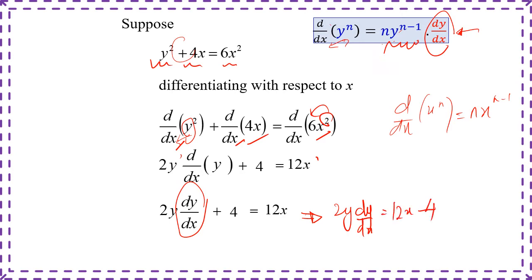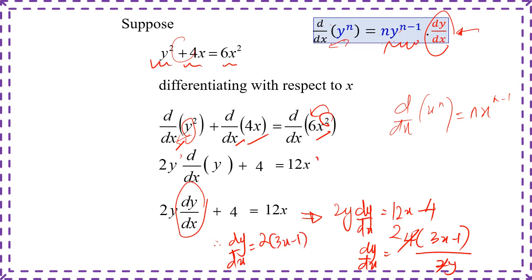12x minus 4. So dy dx is equal to, you can factorize out 4 multiplied by 3x minus 1 divided by 2y. So the 2 and 4 can be simplified. The final answer will be dy dx equal to 2 of 3x minus 1 divided by y. Okay? So if they ask you to find what is dy dx. Okay, now let's continue with examples.